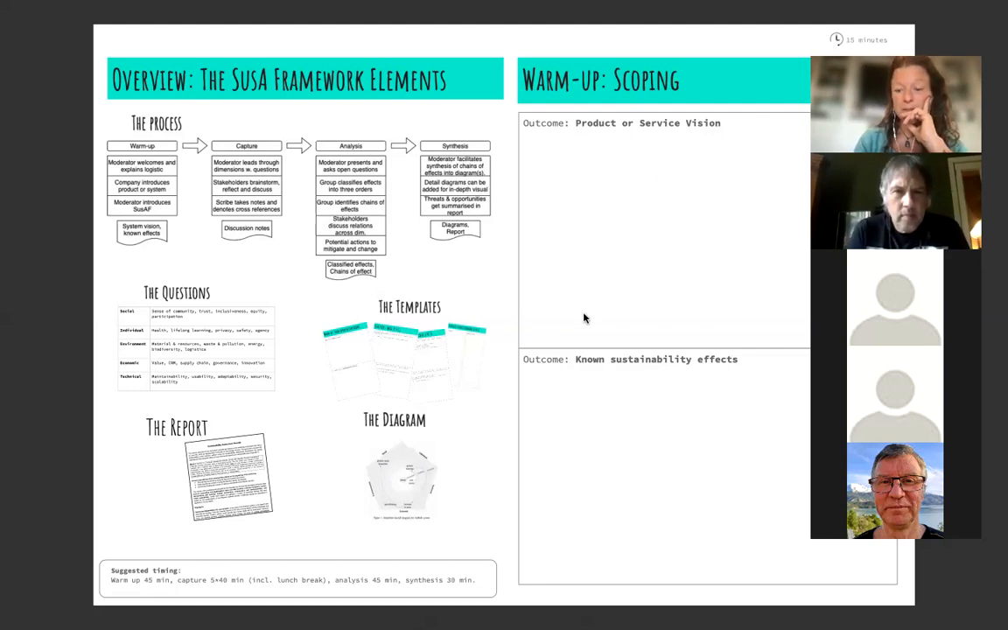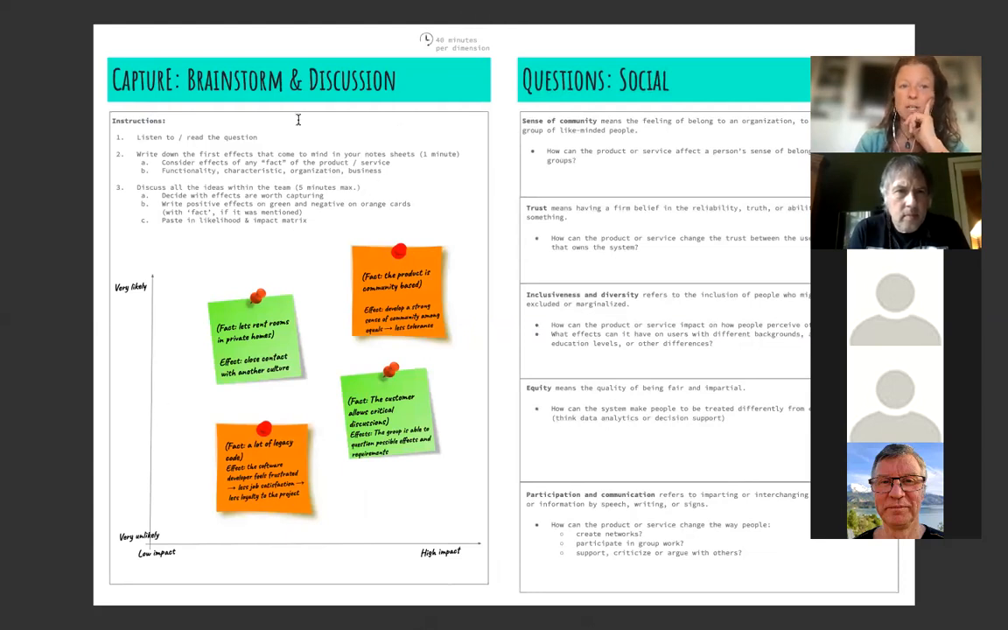So after these steps, we get to go into the capture phase with brainstorming and discussion, which means we're going to go through the questions one by one. And then we're going to brainstorm a few of the effects. Now, there's two ways we can go about this, and keeping timing in mind, we may do it slightly different from what we have in this workbook, because in this workbook it says wildly brainstorm, and only later in the analysis and synthesis phase we're going to put it into a diagram. Well, to some extent we have to do it this way anyway.